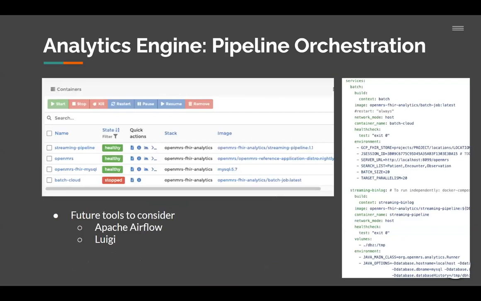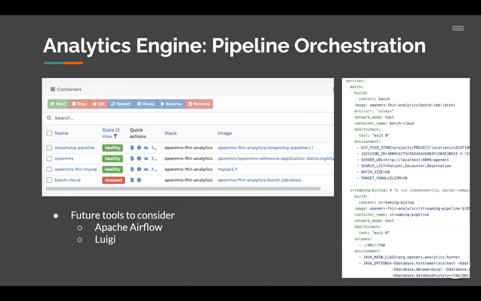And we have started working on pipeline orchestration. We are trying to make it very simple for any implementer to adopt this pipeline. We've started with Docker Compose. And the good thing about Docker containers is that they give you the flexibility to specify resources and options in a quick and easy way.